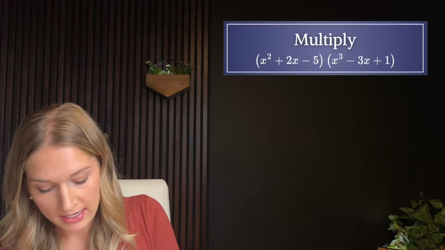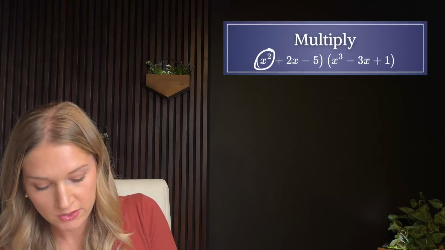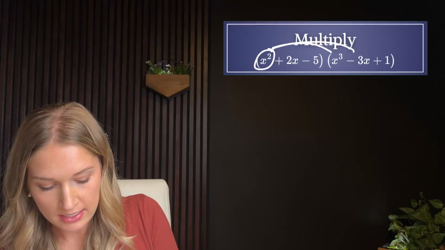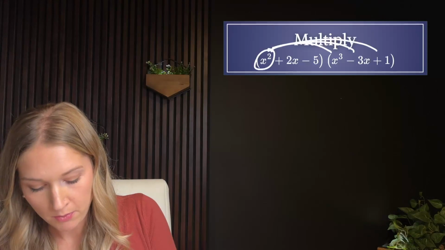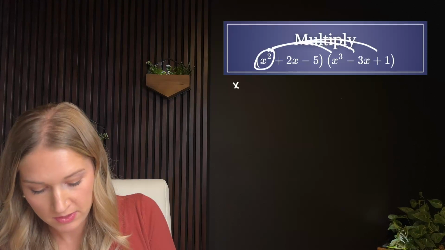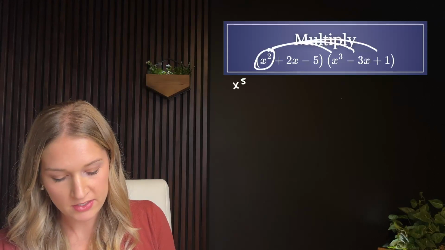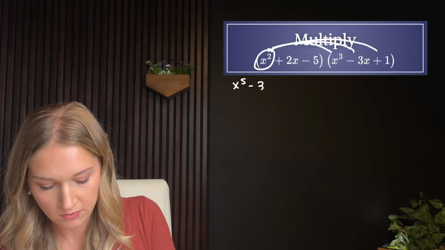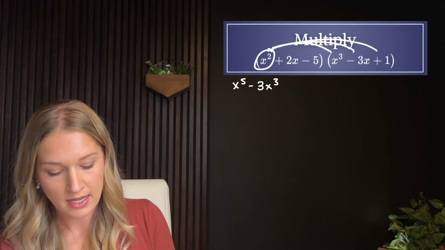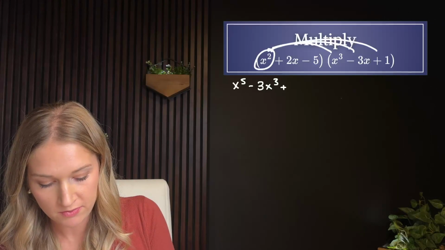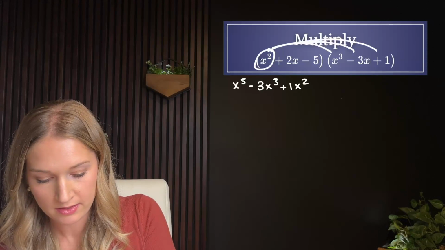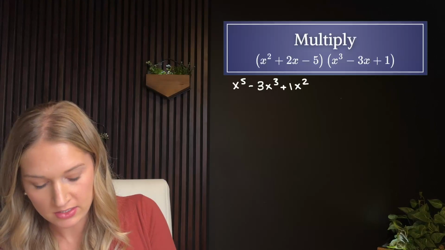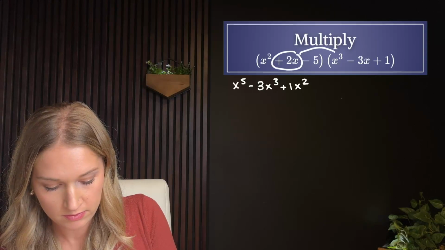I distribute my x squared, the first term, to x to the third, -3x, and +1. When I multiply x's, I add the exponents, so I get x to the fifth. x squared times -3x is -3x to the third. x squared times +1 is +1x squared. And now I move on and I distribute my +2.